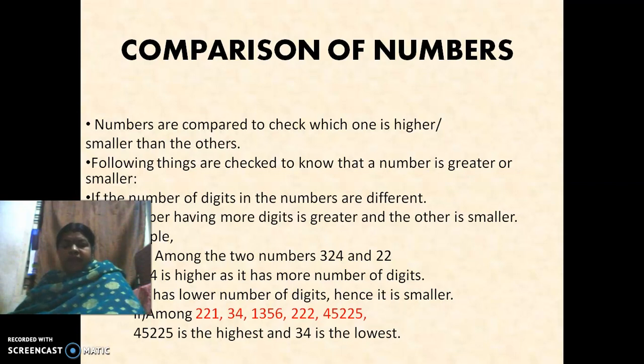Suppose you take a collection of numbers, for example 221, 34, 45,225, 1356, 222. Here the number 45,225 has 5 digits and the number 34 has only 2 digits. So 45,225 is the highest number and 34 is the lowest one.